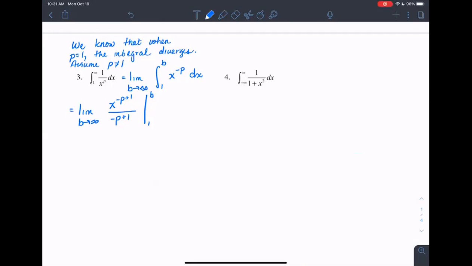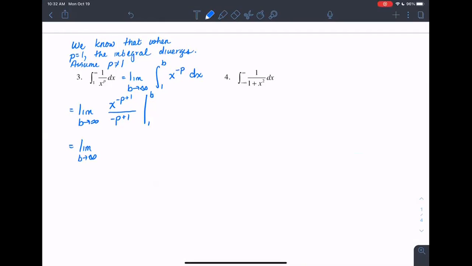Remember, those values we're plugging in are x values. So we're plugging in b for x. Why are we plugging in negative p again? I'm sorry. Well, wait a minute. I didn't plug in negative p. Be careful there. All I did was rewrite 1 over x to the p as x to the minus p. Yeah, you're right. Yeah, okay, I just seen that. Yep. Okay.